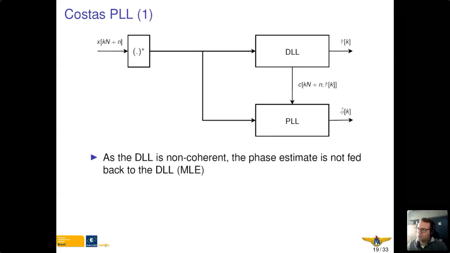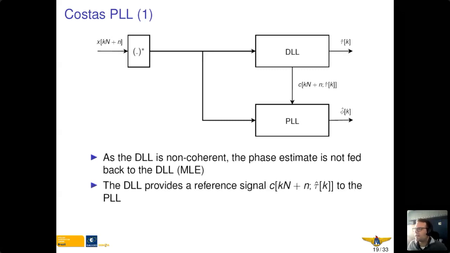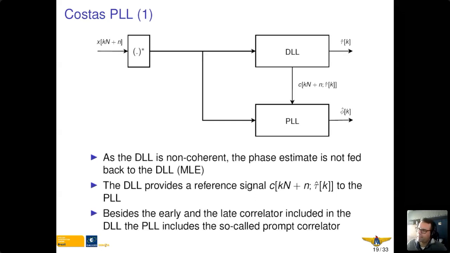As the DLL is non-coherent, the phase estimate is not fed back to the DLL here, and this is according to the maximum likelihood estimator. This is not necessary. The DLL provides a reference signal c[kN+n], parameterized by tau hat at time instant k, to the PLL.